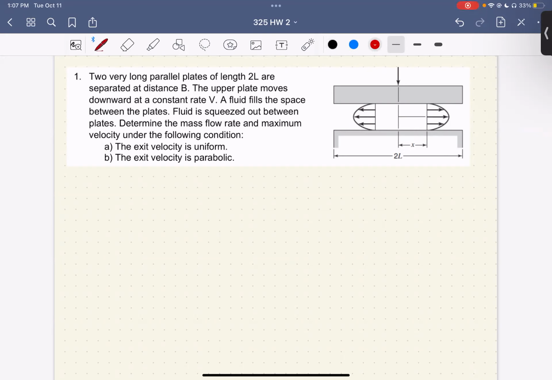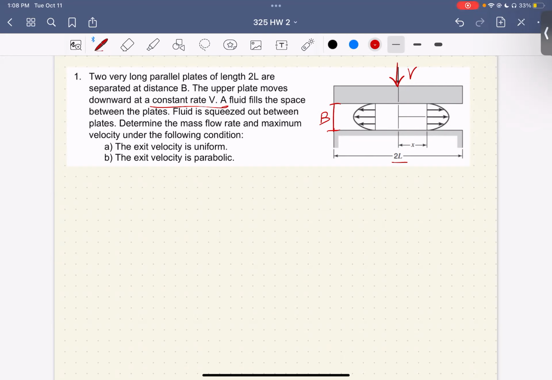So we have two parallel plates of length 2L, and they're separated by distance B right over here. The upper plate moves downward at a constant rate V. So constant is key right here. Then a fluid, as we can see below, fills the space between the plates, and the fluid is squeezed out between the plates.